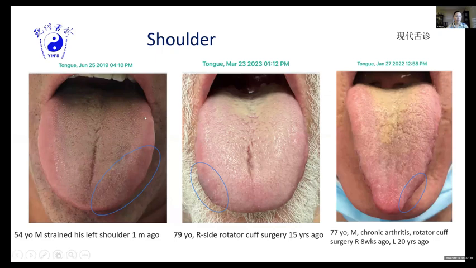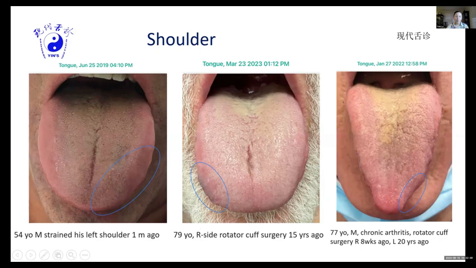You see the left side is very bruised. He has severe pain in the left shoulder and the left upper arm. You see the color is like a dark bruise. But compared to the right side, which is pink, you can clearly see the pathology is here.